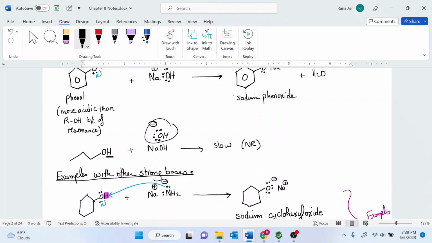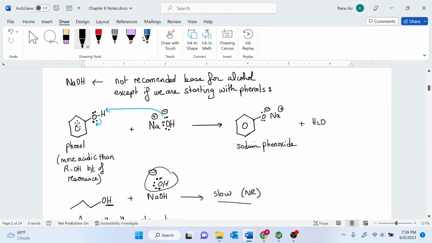So this is why the reaction is going to be slow, unless the alcohol that you are starting with is a phenol. In this case, this hydrogen will be way more acidic than this hydrogen here. And the reason it's more acidic is because of resonance in the phenol. So this one is going to be more acidic. Then the OH minus can come and take the hydrogen and create the phenoxide.